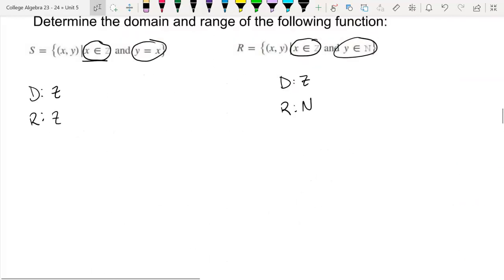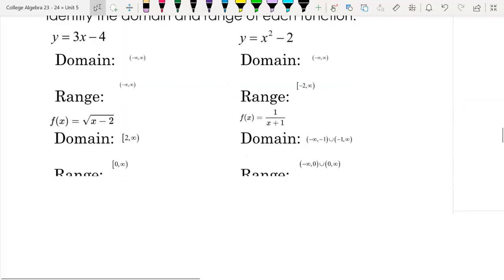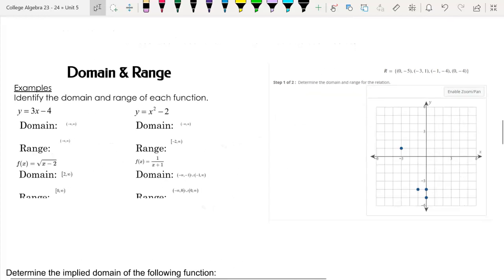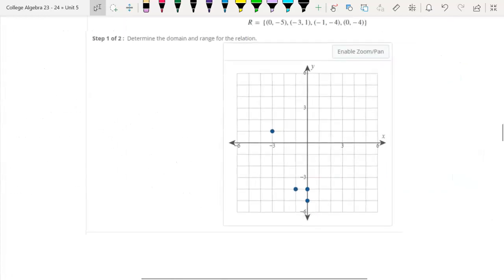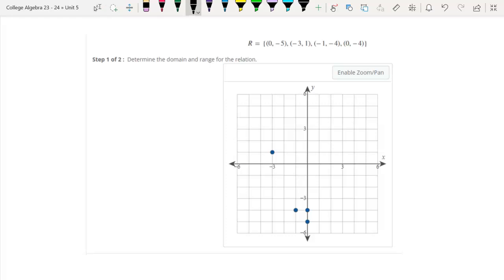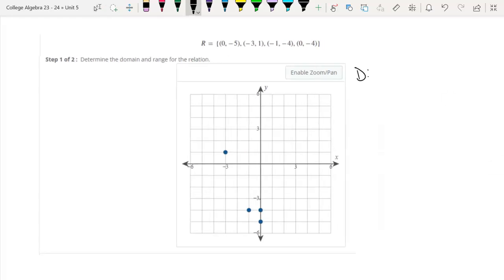And there's nothing like that on the quizzes, so the general idea. I want to talk about domain and range on these ones. If I ever give you just points, the domain is going to be the x values, the range is the y values. So don't make it super complicated.